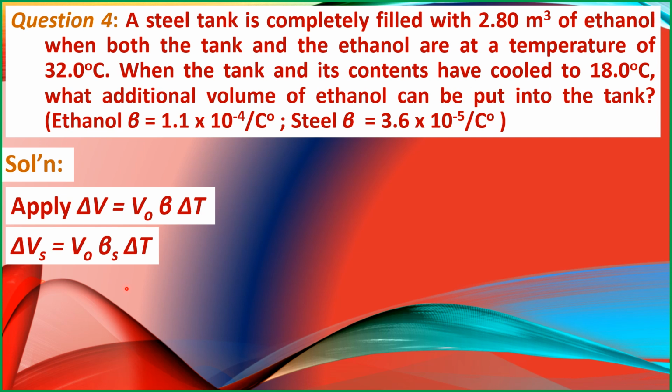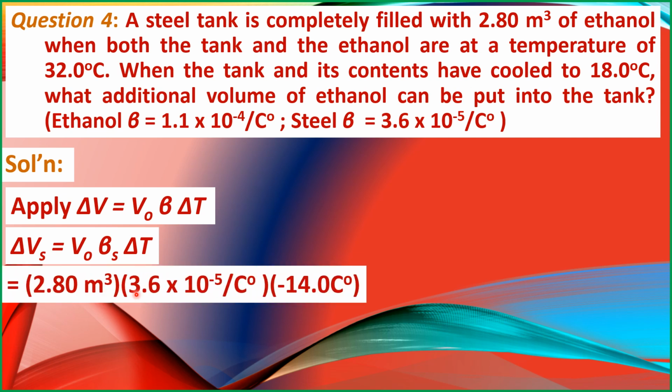Substituting in the formula, 2.80 meter cube, this is the initial volume of the steel tank, although it's mentioned in the problem that that is the volume of ethanol. But since the tank is filled with that amount of ethanol, it follows that the initial volume of the steel tank is also 2.80 meter cube.